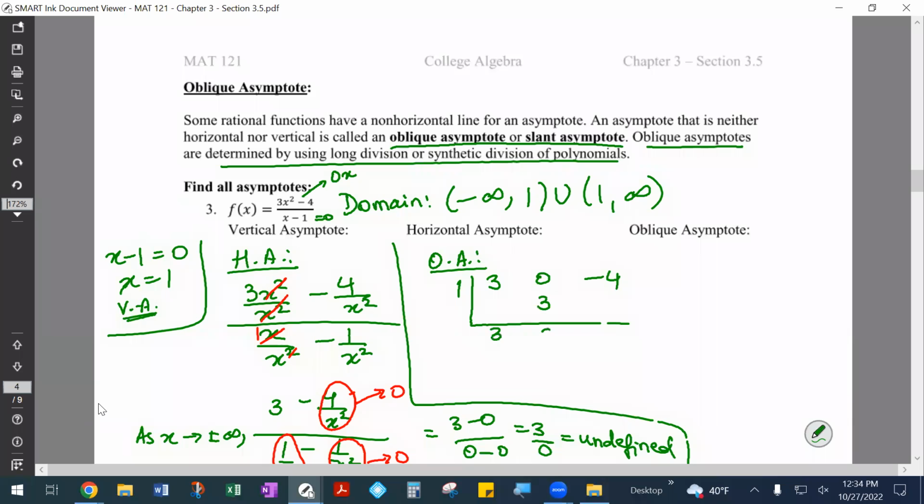So 0 plus 3 will give us 3. So again, you do 3 times 1, which will be 3. And now, like I said, since you have a negative in there, you end up subtracting, which will give us negative 1. So remember, this becomes part of the quotient. This, of course, is the remainder.